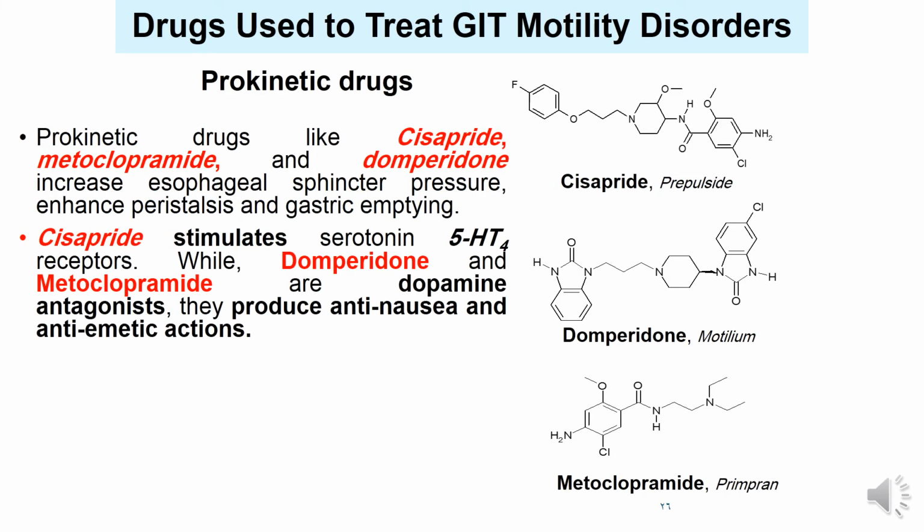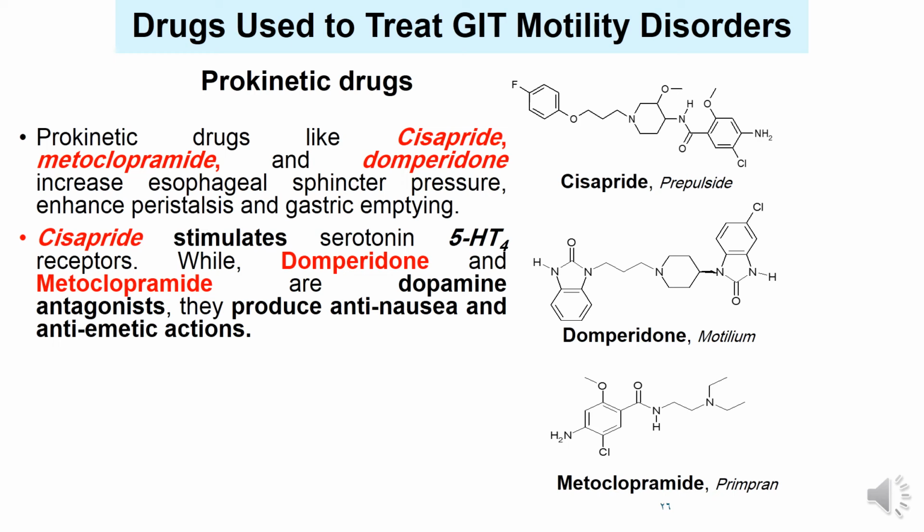Now we will study drugs used to treat GIT motility disorders. As we said before, prokinetic drugs are useful in treatment of GIT motility disorders. Prokinetic drugs like cisapride, metoclopramide, and domperidone. These prokinetic drugs increase esophageal sphincter pressure and enhance peristalsis and gastric emptying.